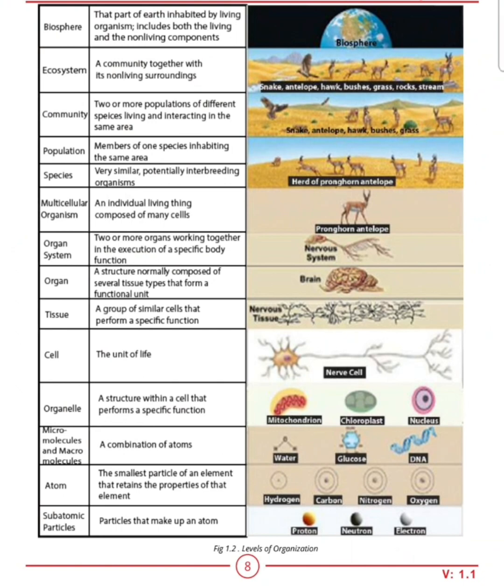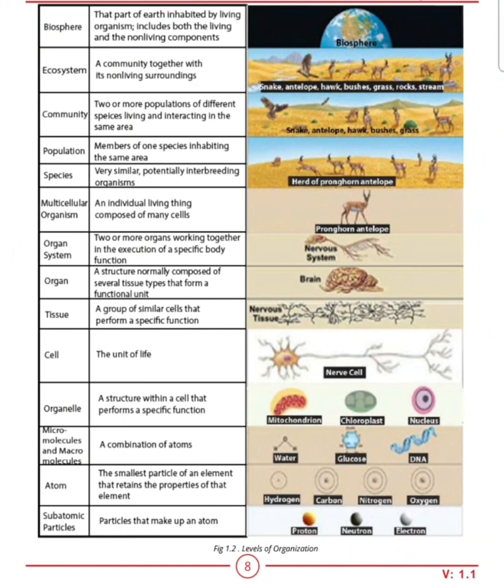Next is species. Species is very similar, potentially interbreeding organisms. These are organisms which are very similar to each other in every aspect, and they can interbreed with each other. They are known as species. Then there is multicellular organism. An individual living thing composed of many cells is known as a multicellular organism. Then the next level is organ system.